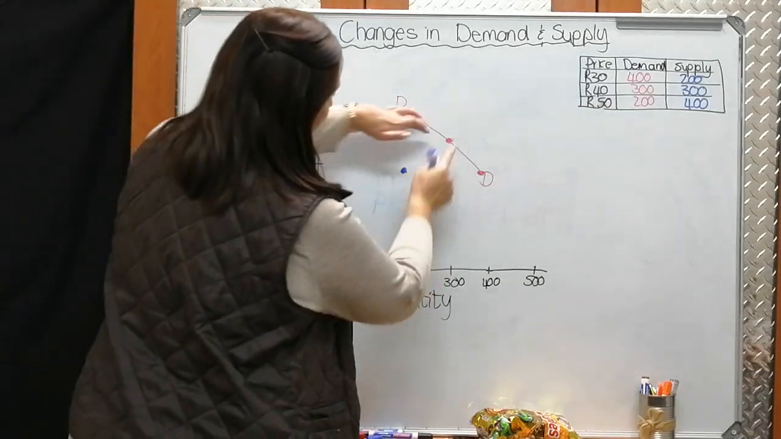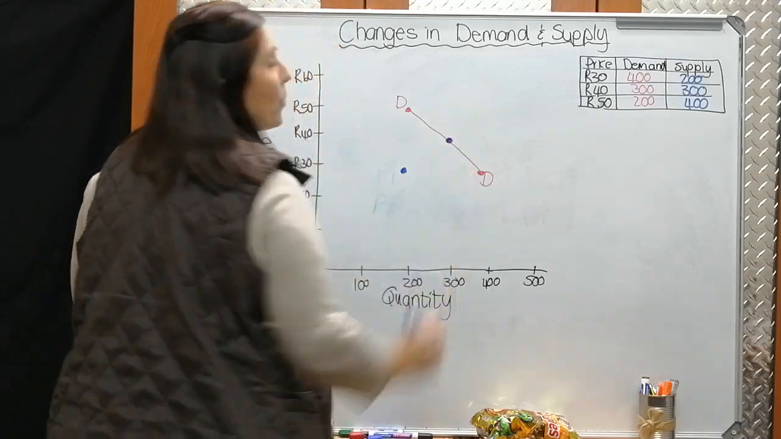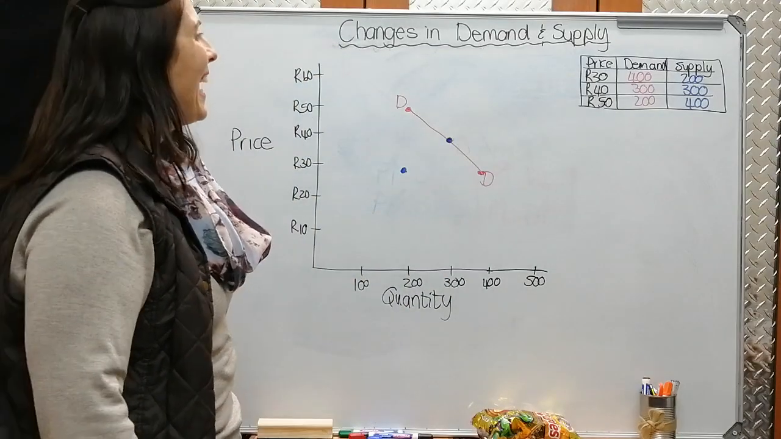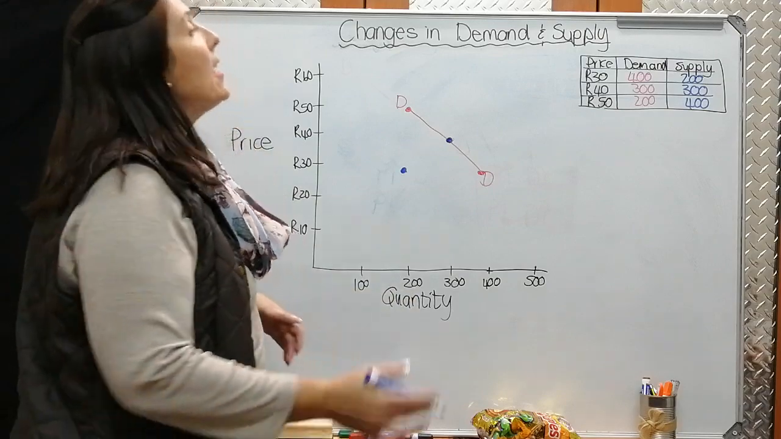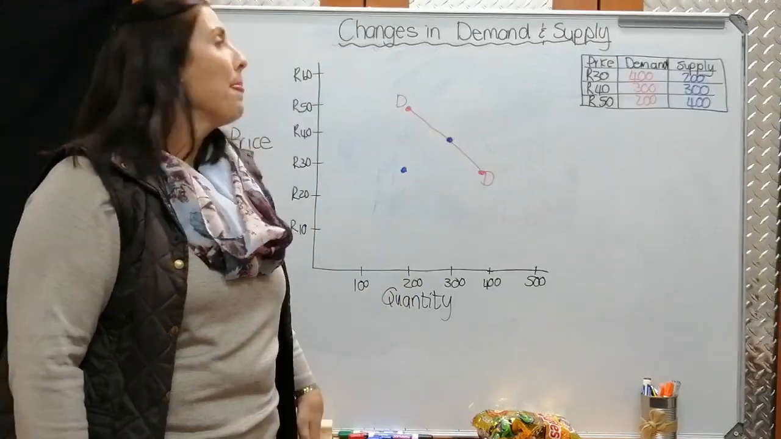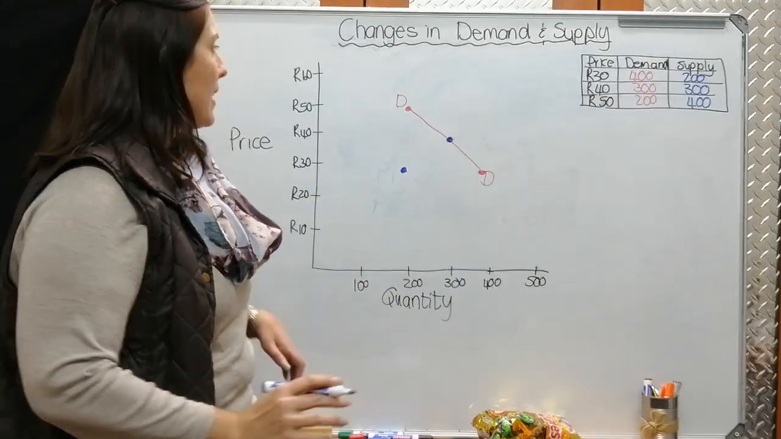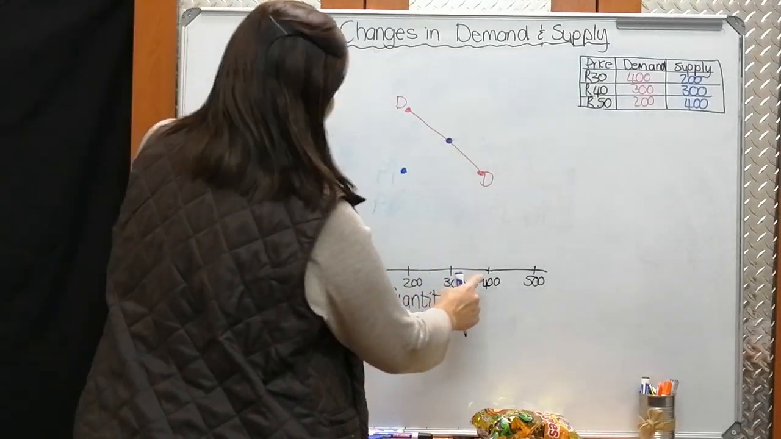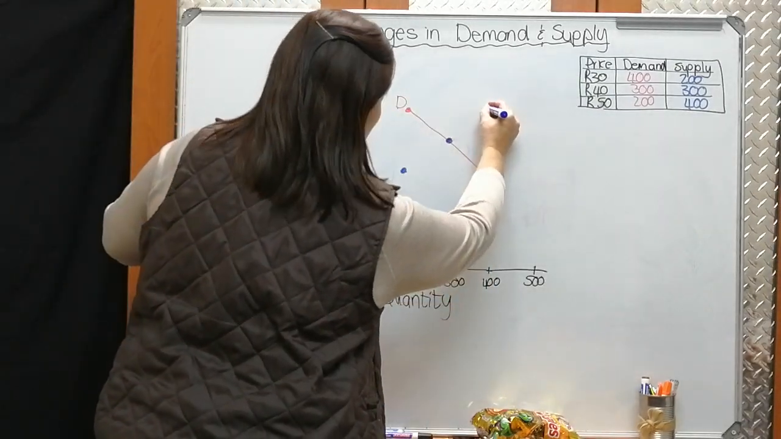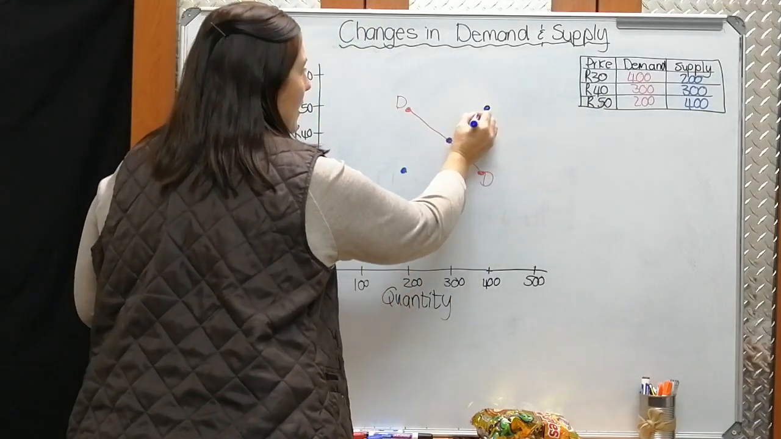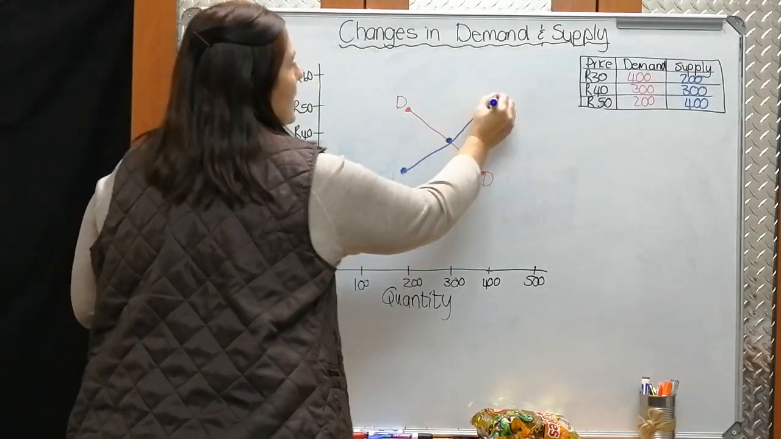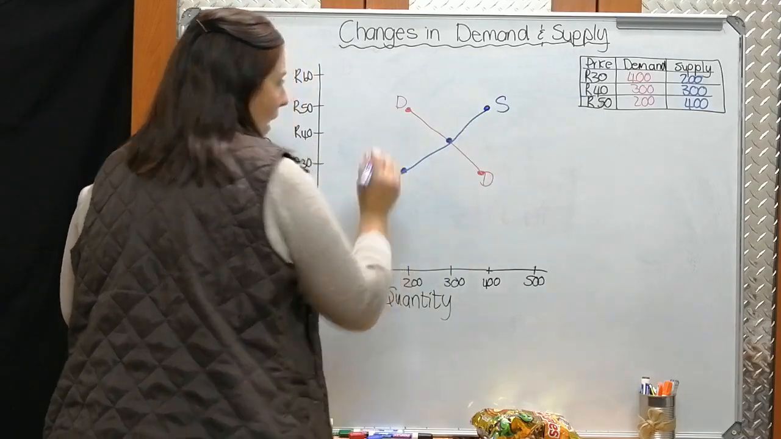So 40, 300, and you can already tell me where the equilibrium point is. And then at 50 Rand, the suppliers will be making lots of profit, so they're willing to supply 400 slices of cake to the market. So at 50, 400, more or less over here. And let's combine these dots. And this is then our supply curve.